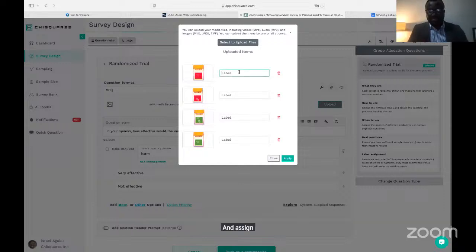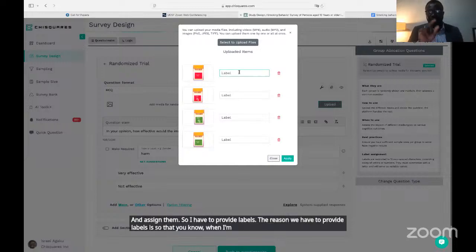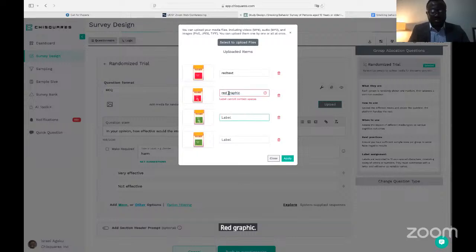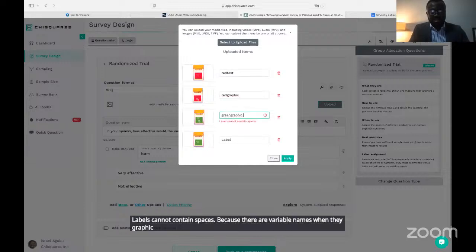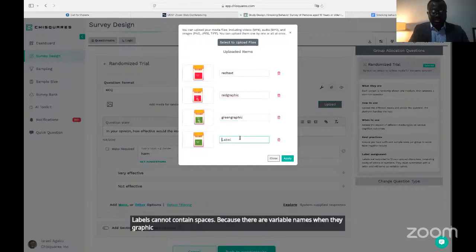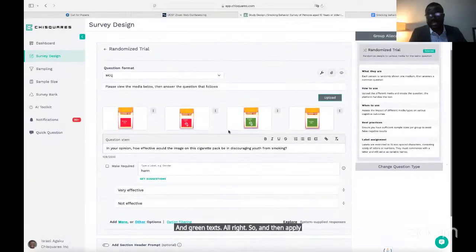So I have to provide labels. The reason why I have to provide labels is so that, when I'm analyzing the data, I know which one each individual was randomized to. So let's call this red text, red graphic. Labels cannot contain spaces because they are variable names. Green graphic, and green text. All right, and then I apply. So this, in a nutshell, is how you set up a randomized experiment.